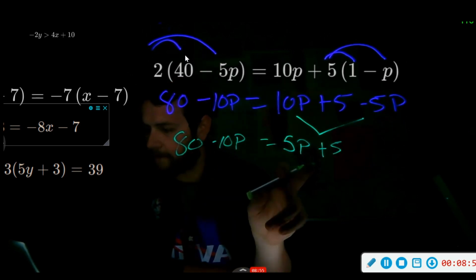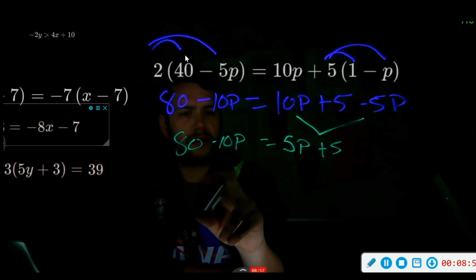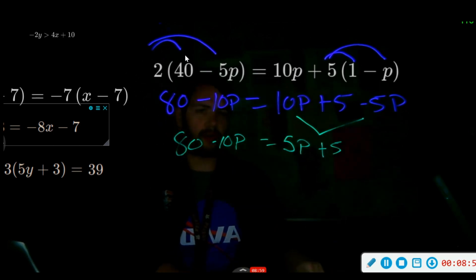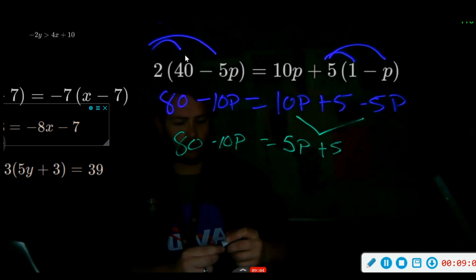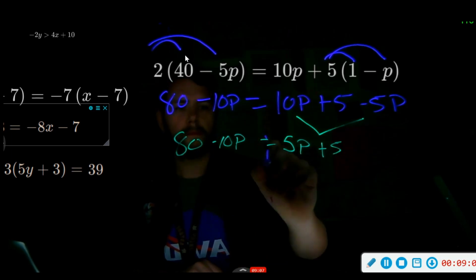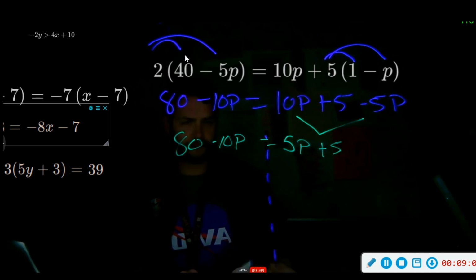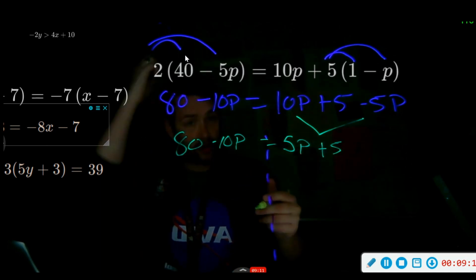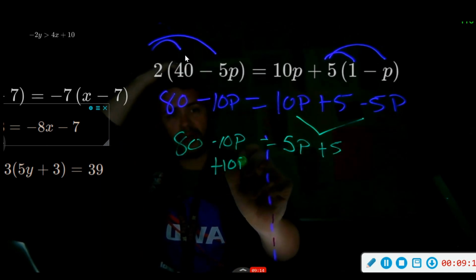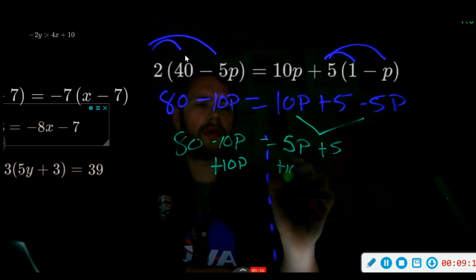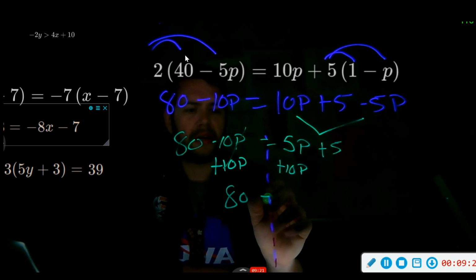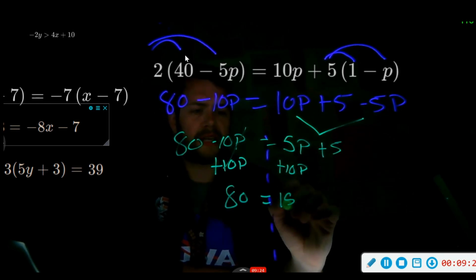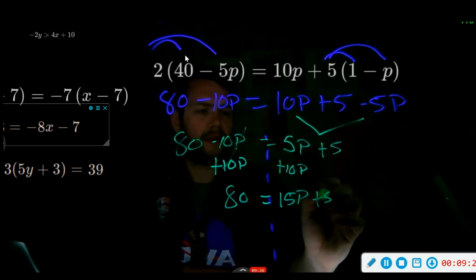Now, we're here. I see variables on both sides of the equal sign. So I'm going to start by adding. Let's go ahead and do a little split here. Oh, you can't see. I'm using the wrong marker. There we go. I'm going to start by adding 10. You could subtract 5. You would get the right answer. It just might be a little more difficult when you have that many negatives. Cancel. So we have 80 equals 10 plus 5 is 15p plus 5.